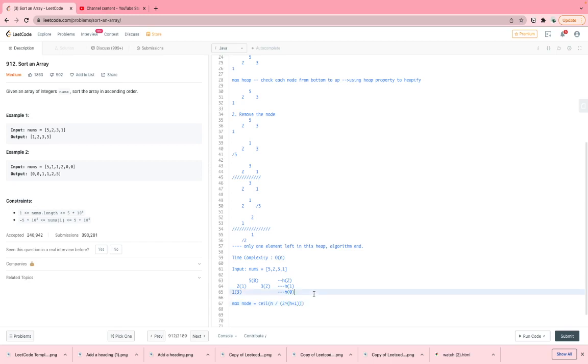So after we calculate, in this level, the max number of nodes is how many elements? 1, 2, 3, 4. So we have 4 elements in total. Here the height is 0, and 0 plus 1 is 1, so it's divided by 2. 4 divided by 2 equals 2. So the maximum is 2.